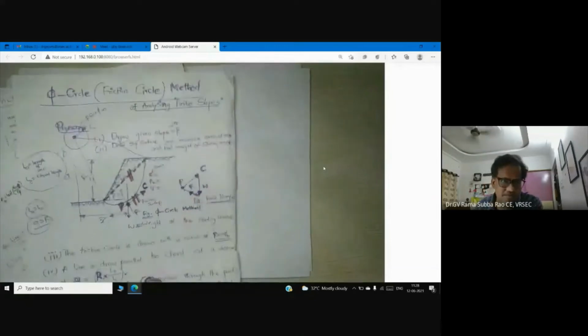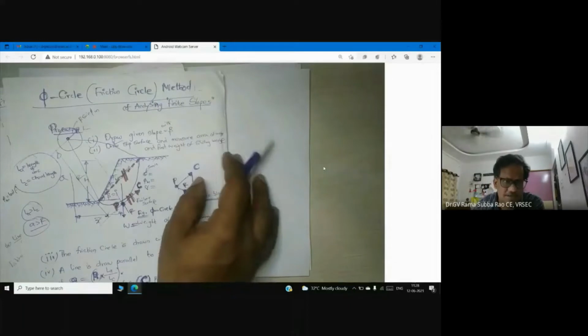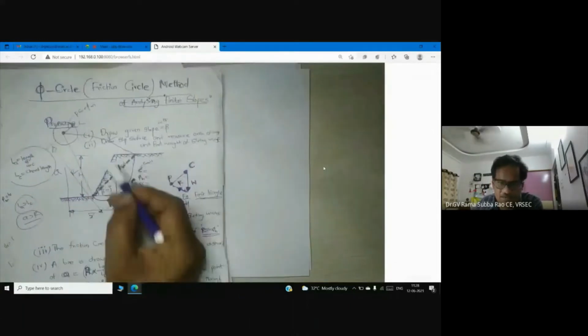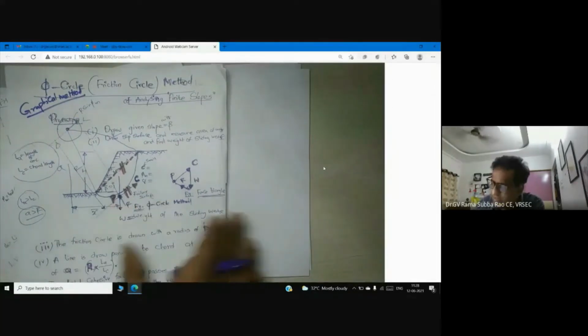Friction circle method for analyzing finite slopes. For analyzing finite slopes, it is a graphical method. So what we are going to do in this method, here you see, I have clearly written each and every step.